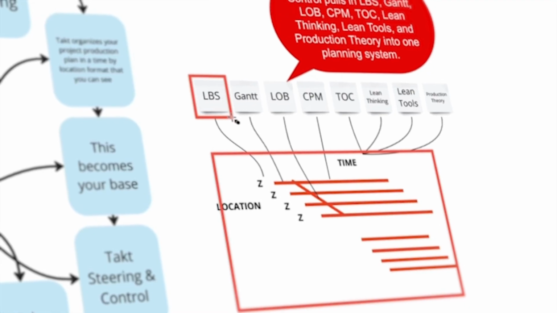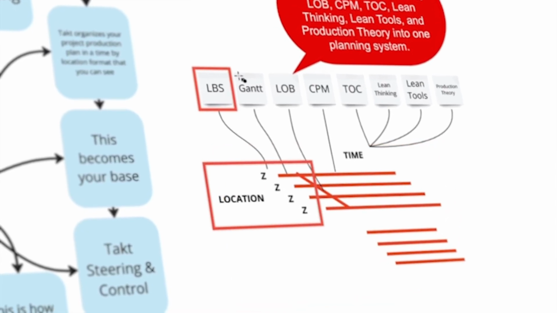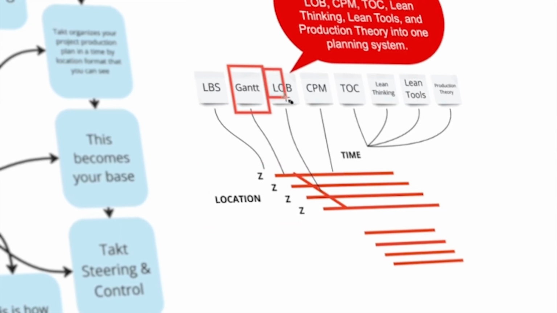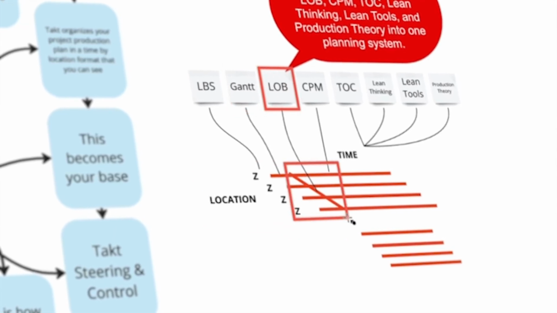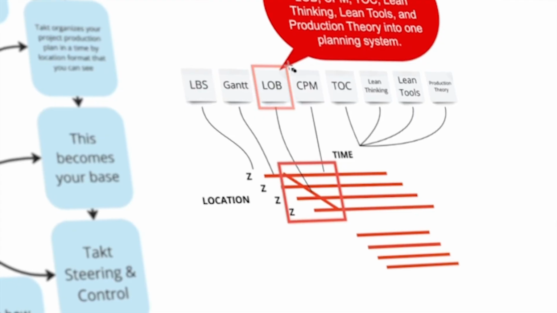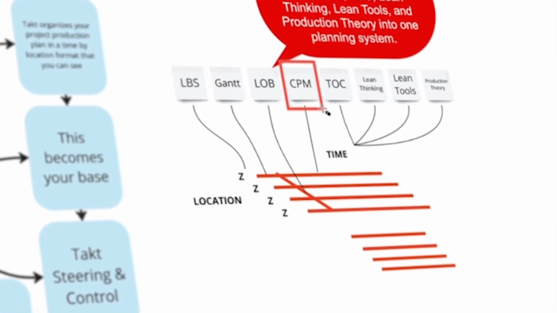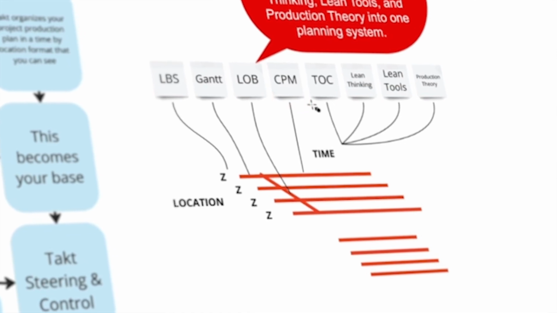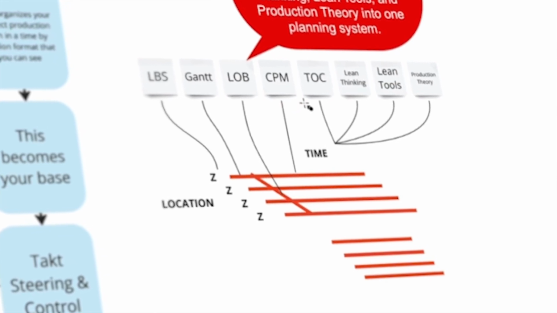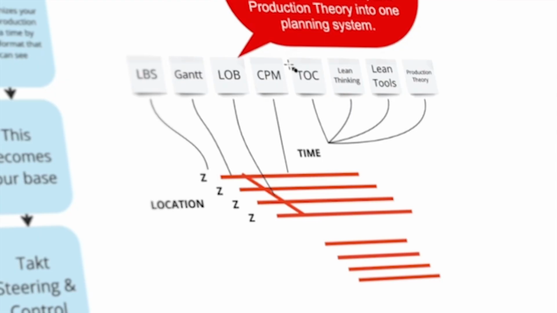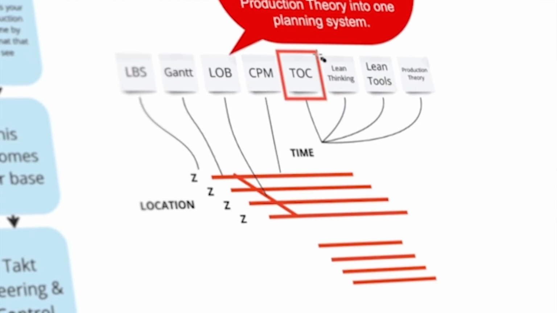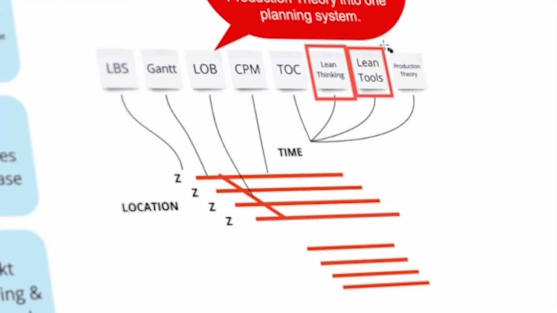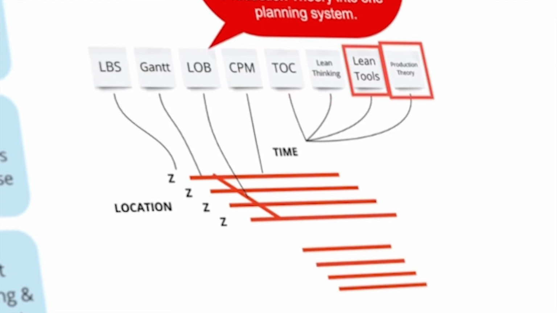So one of the first points that I want to make is that when you have Takt, literally you have a location-based schedule, because obviously you have the location. You have all of the best information from Gantt charts. You have your line of balance, because obviously you're showing the line of balance in the diagonal. You're able to export all of the critical items from CPM. Anything that came from CPM that was good, for instance, improving the critical path to become a critical chain, is looped in. And you also have the theory of constraints, you have lean thinking, you have other lean tools looped in here, and you have production theory. It's all looped in together.